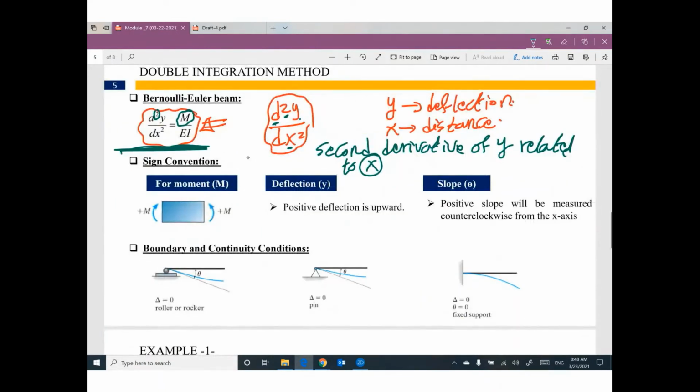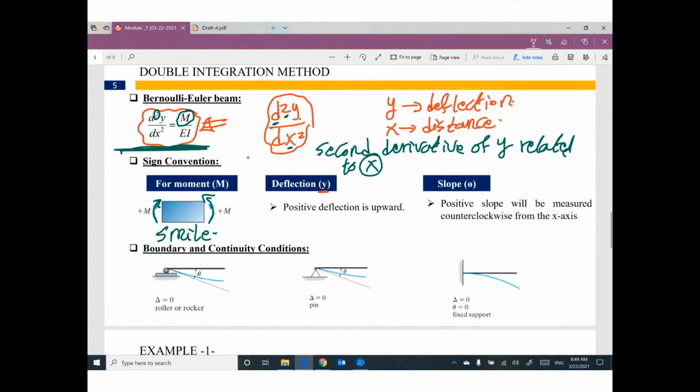The moment convention: any moment would like to make your member smile. All the time, smile. So your moment would like to make this member smile.